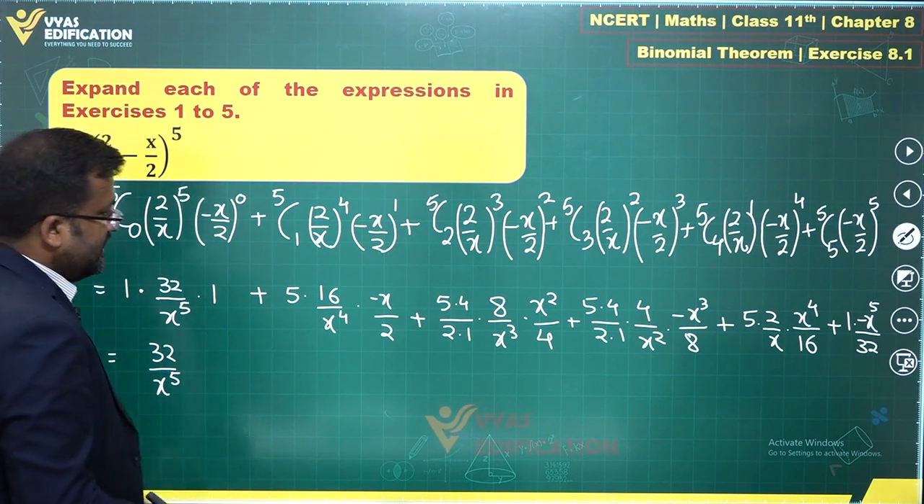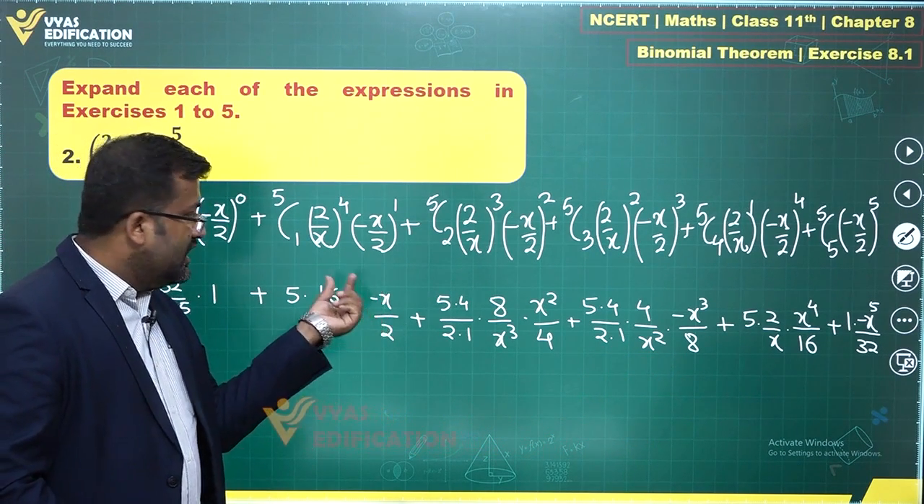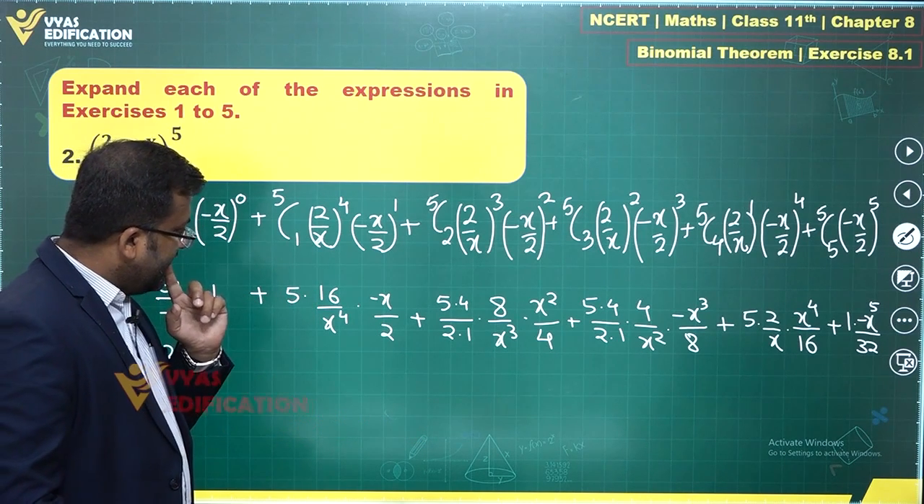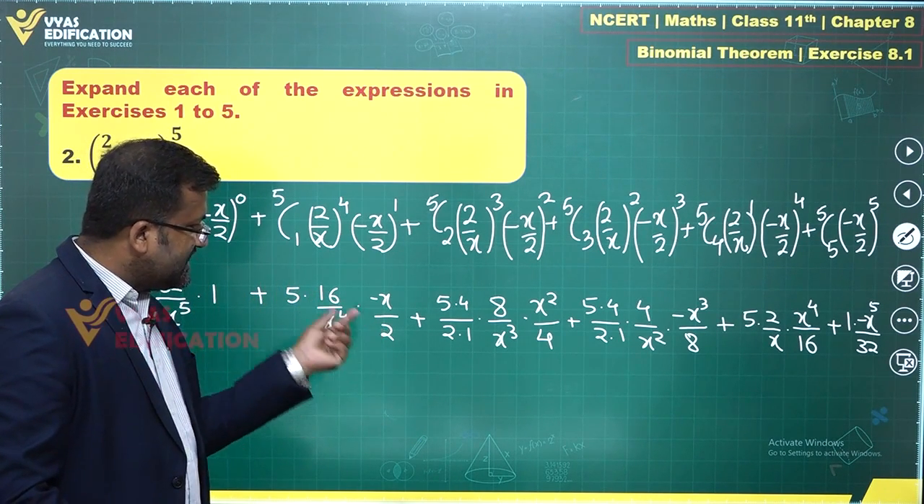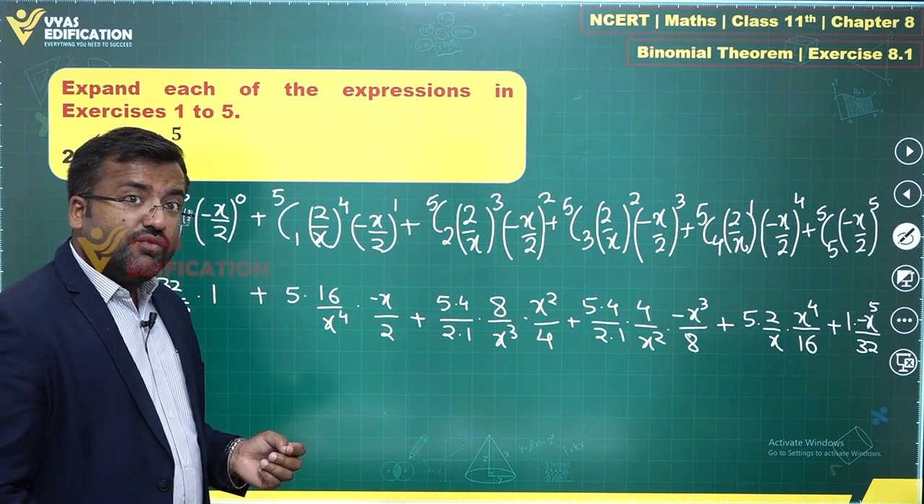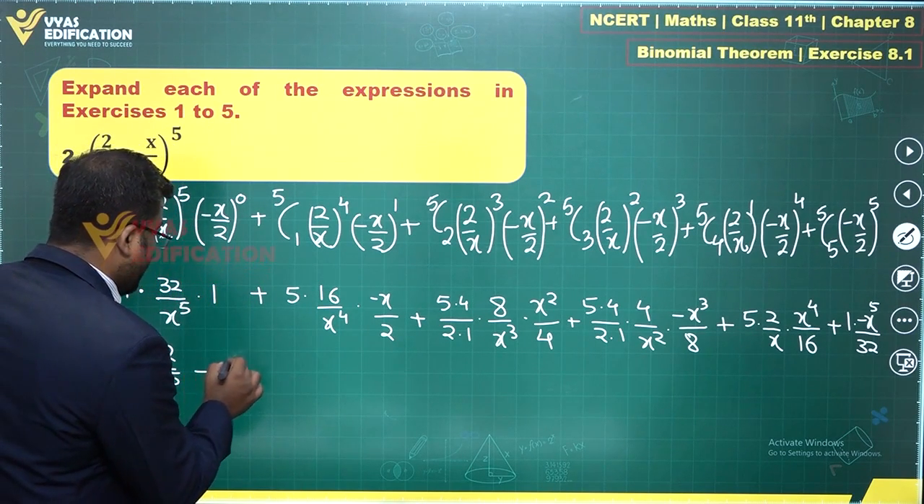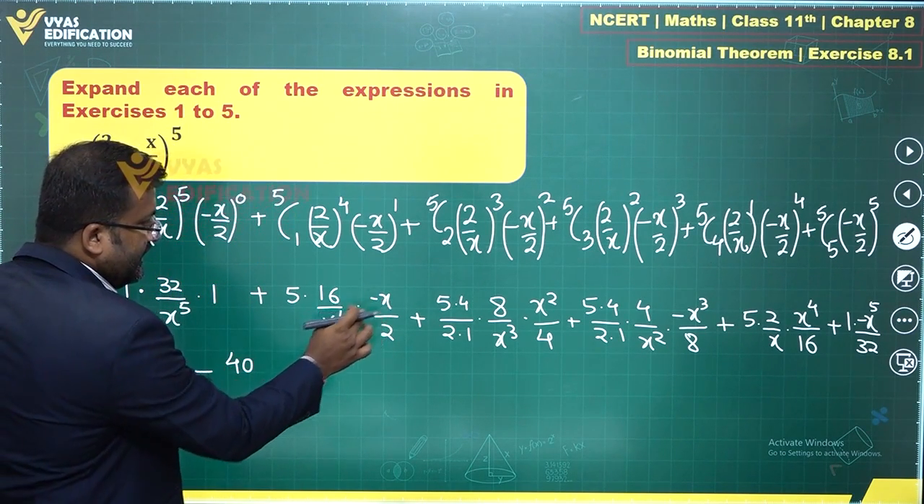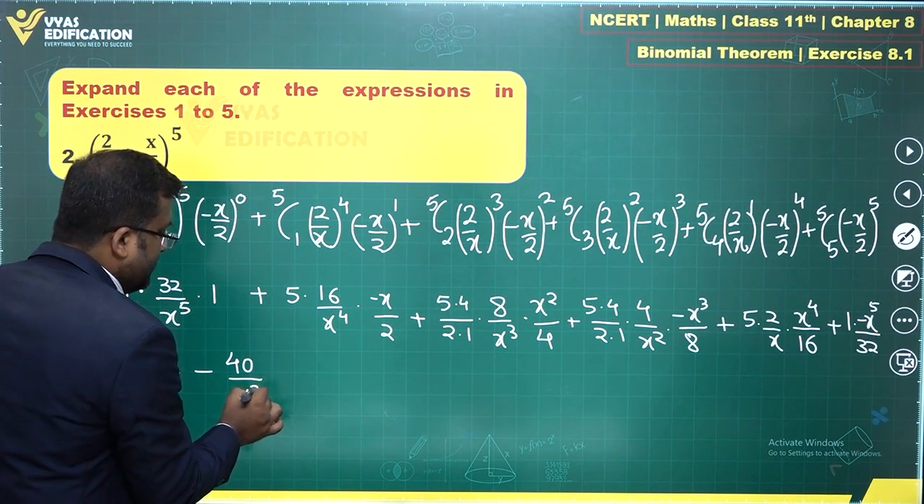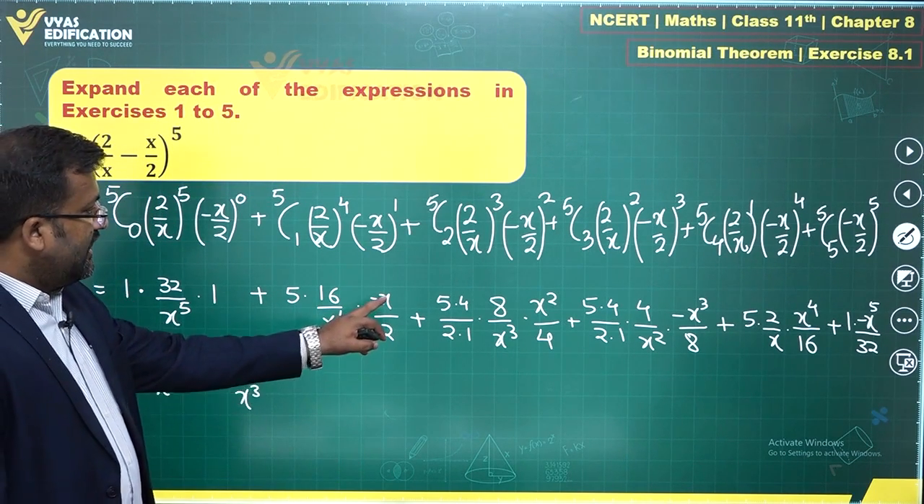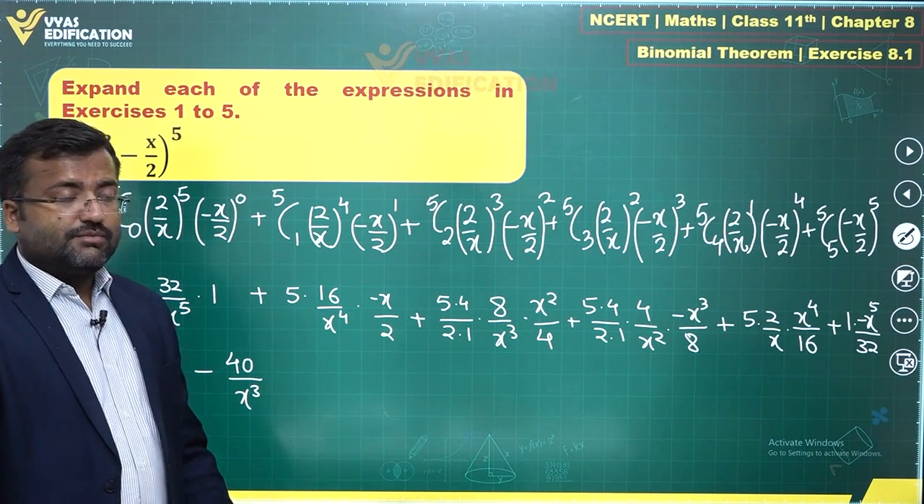Okay. What is this term? You have a minus over here extra. So minus will come out and what you'll get is, please observe, this is 16 by 2 which is 8. 8 times 5 is 40. So this is minus 40 and in the denominator you will have x power 3. Can you observe that? Yes. X upon x power 4 is 1 upon x power 3.